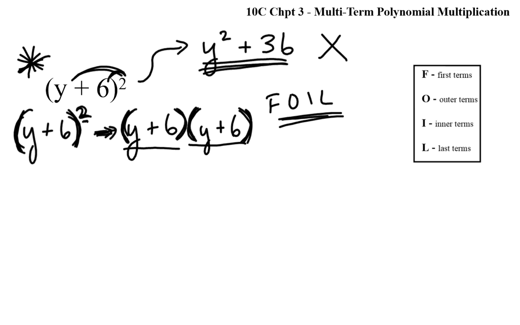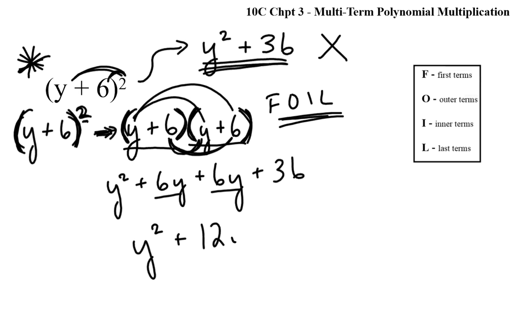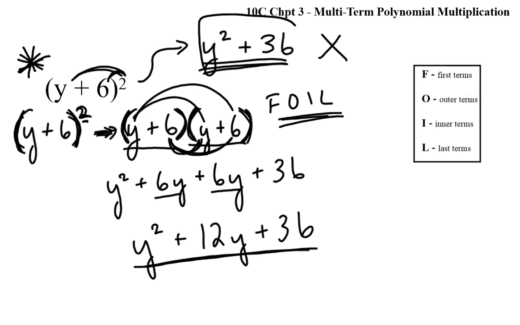First terms, y times y is y squared. Outer terms, y times 6 is 6y. Inner terms, 6 times y is 6y. And the last terms, 6 times 6 is 36. Combine your like terms, and we end up with y squared plus 12y plus 36.